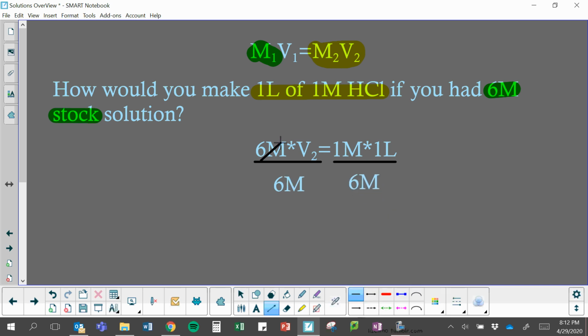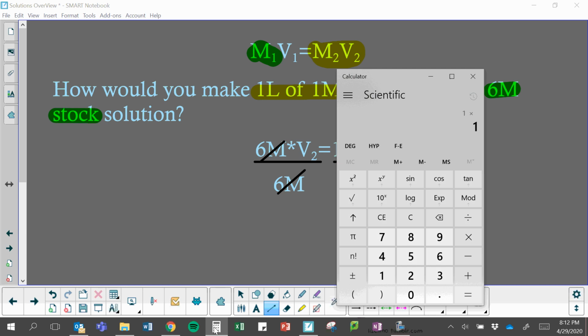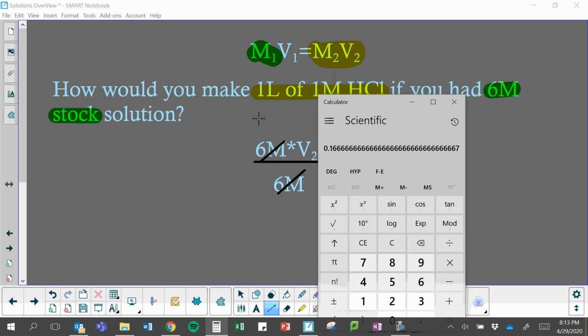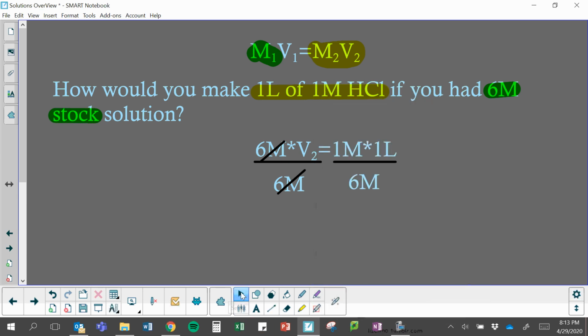So that this 6 molar cancels with this 6 molar. So we're doing 1 times 1 divided by 6 to give us 0.1666 repeating. This only has really one sig fig that we're given, so I'm going to just say 0.2 liters. Okay, so what does this number mean?